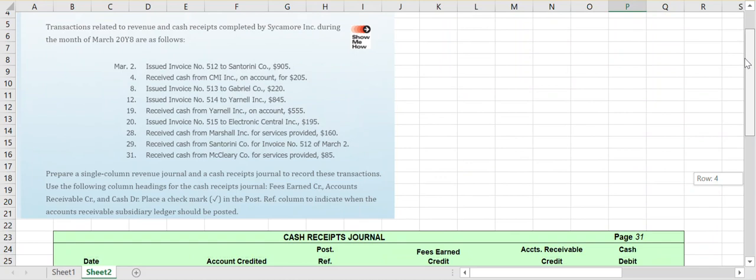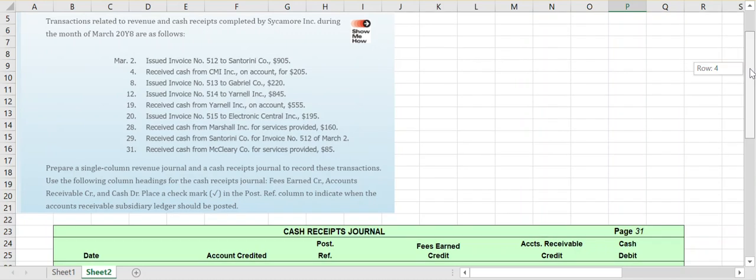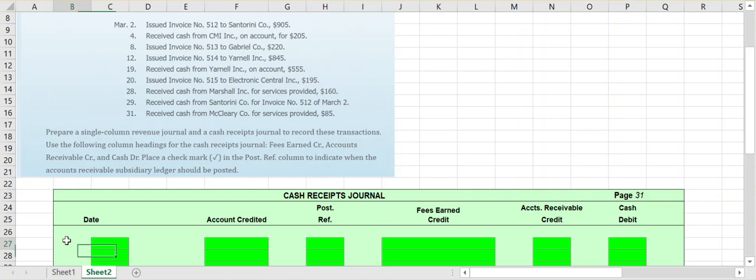In the next one, it says we received cash from CMI Inc. on account for $205. This one can be a little confusing because we see received cash, but we also see that on account phrase. Remember, the only time that we post to the revenue journal is on the day that we've actually provided the service to the customer on account. In this case, we're finally getting paid the cash that we've been waiting to receive. So on March 4th, we are receiving cash of $205.